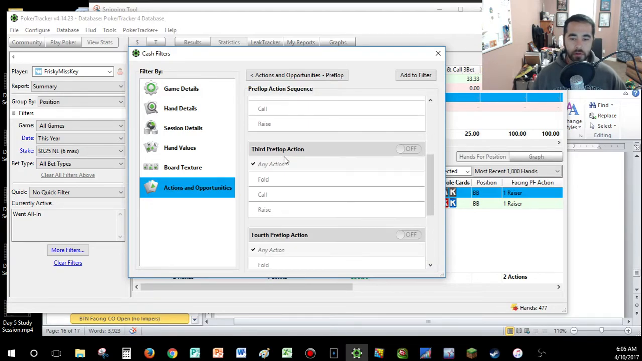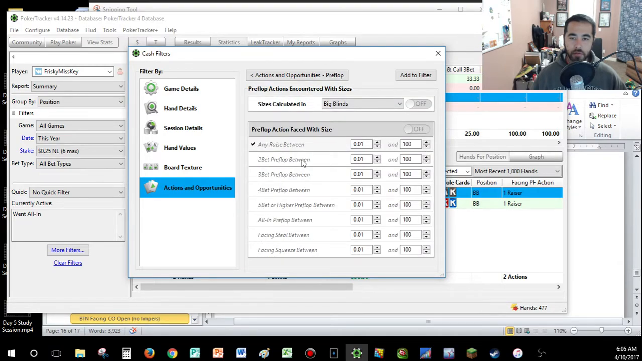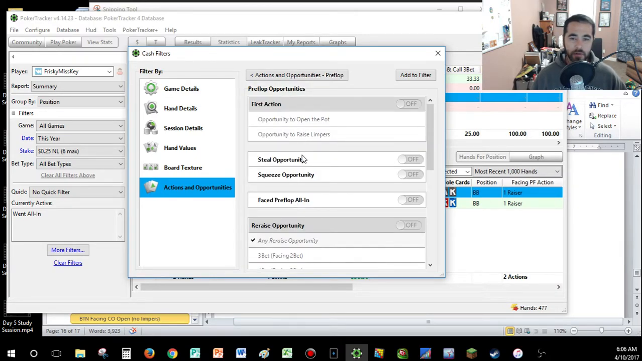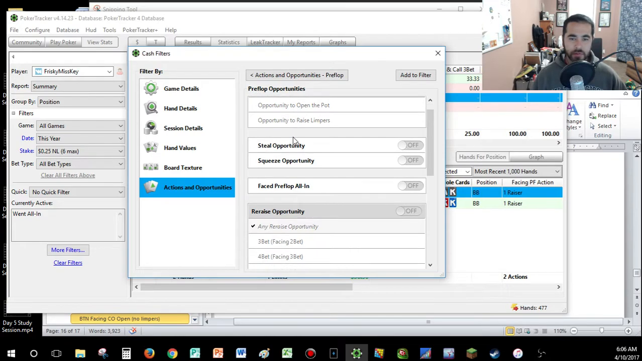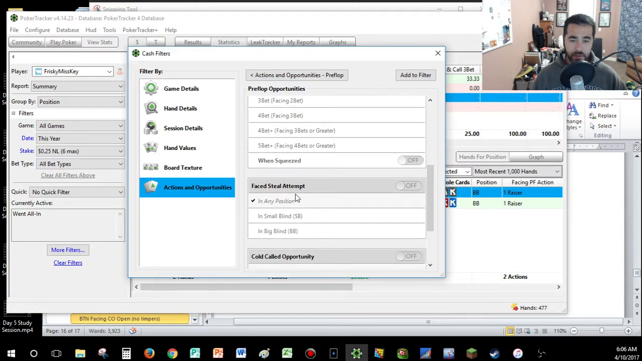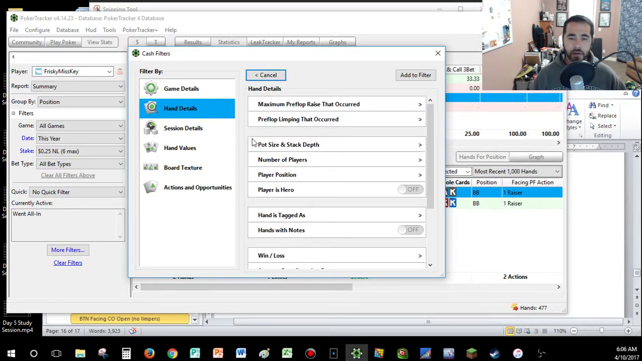Preflop action sequence. It's all the way to the bottom. Encountered. Facing a steal. Apply sizes. Calculate void texture. So, preflop opportunities. Opportunity to open, opportunity to raise limpers, steal, squeeze, when squeezed, faced a steal attempt, cold called. Interesting. Let's go back to hand details right here.